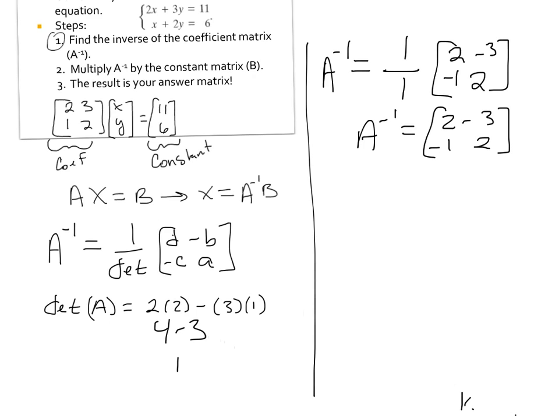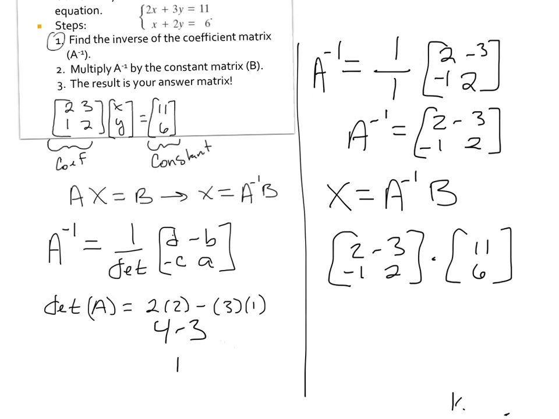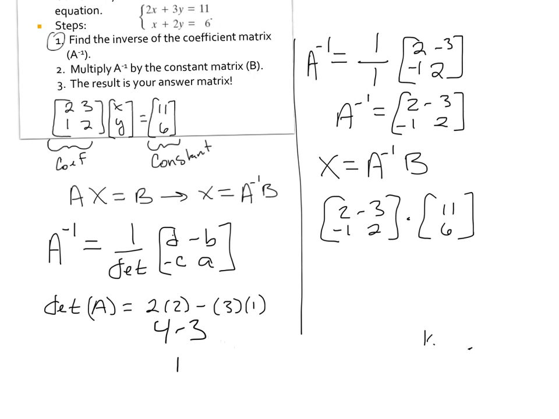I then take that, and x is going to equal, as I said before, the inverse times the constants, or the solutions, right, 11 and 6. So I'm going to take 2, negative 3, negative 1, 2, and multiply it with 11 and 6. And what's nice is our calculator can do all this, but it's a good review to go over matrix multiplication and finding an inverse.